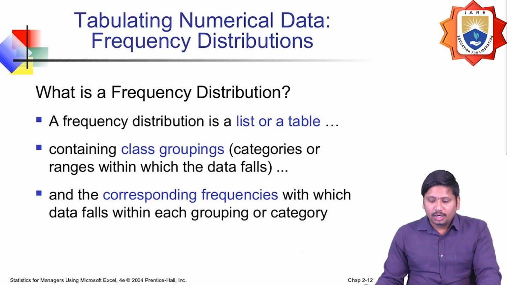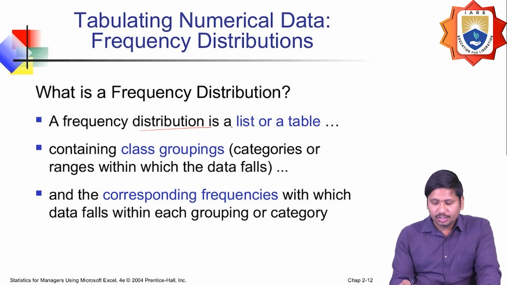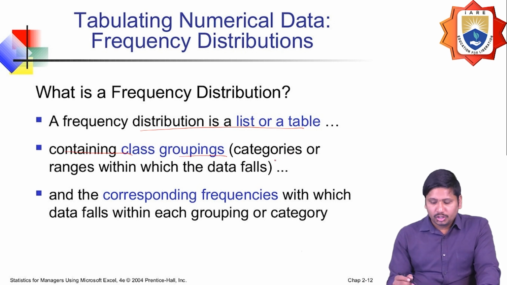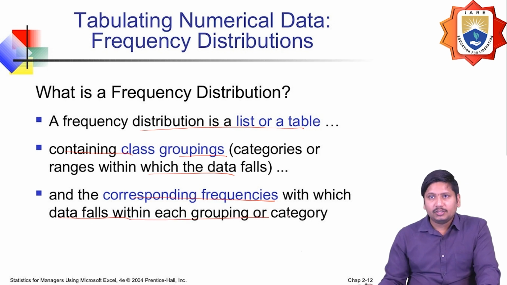And next thing is tabulating numerical data. For that, there is the frequency distribution. So what is the frequency distribution? It is a list or a table containing class groups, which categorize the ranges within which the data falls, and the corresponding frequencies of data falling within each grouping or category. Right? So the frequency distribution is a list or a table containing various class groups and corresponding frequencies.